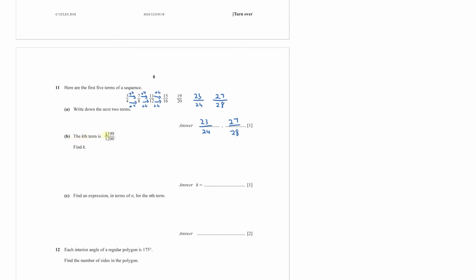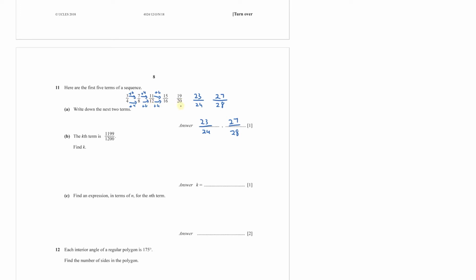The kth term is 1199 by 1200. Find k. Now if you look at the denominators of each term, these are actually multiples of 4. So the first term is 4 times 1. Second term is 4 times 2. Third term is 4 times 3. And so on.